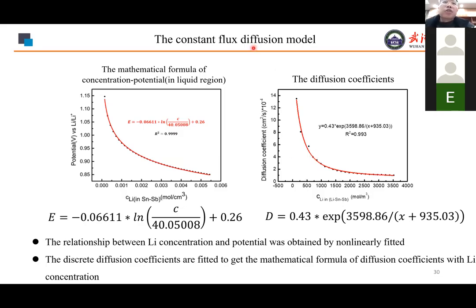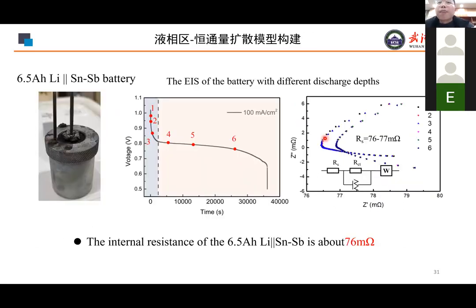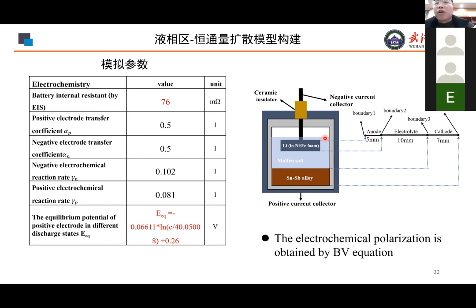The constant flux diffusion model needs the diffusion coefficient of lithium in liquid lithium tin antimony alloy. These parameters have been measured before. Herein, the discrete diffusion coefficients with different lithium concentration were fitted to a formula which was used in simulation. The internal resistance of the battery was measured by EIS, and the electrochemical polarization is obtained by BV equation.